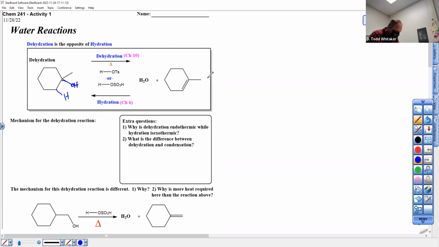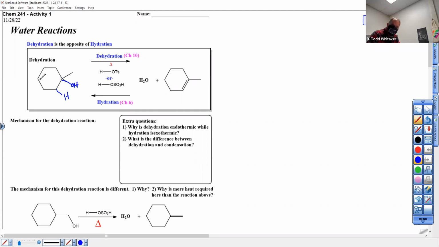Sometimes I don't ask about the minor product. And it should make sense that hydration is the opposite of dehydration. Very good. So get that activity back there. And we're off to the races here. We're going to learn the dehydration mechanism. It's a pretty straightforward one.